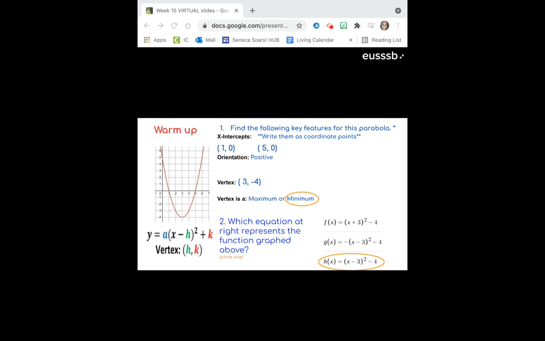Let's go over quickly the answers from the warm-up there. Our x-intercepts are at (1, 0) and (5, 0). So just be really careful when you write those as coordinate points to make sure that the x value comes first and the y value comes second.